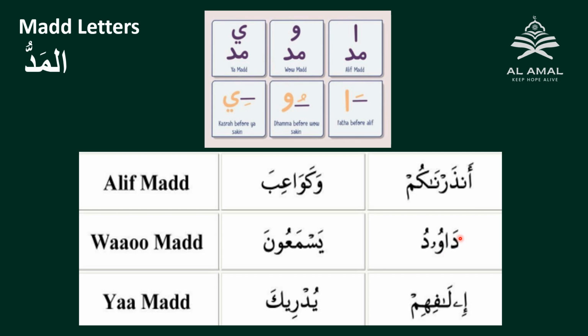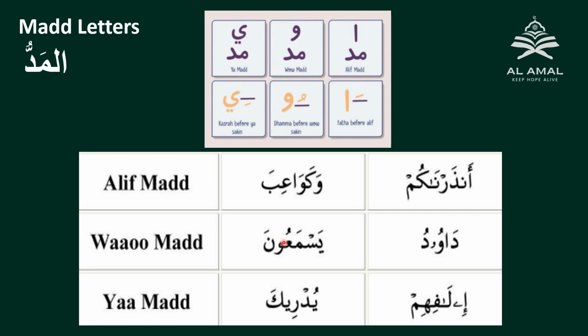Let's say this is Dawood. And remember, this alif and fatha also is affecting the da. So the da also I read long. This is alif mad, and this is the waw mad. So Dawood.